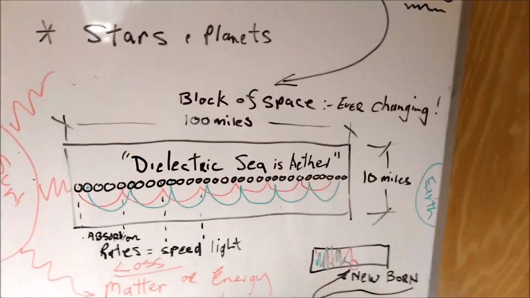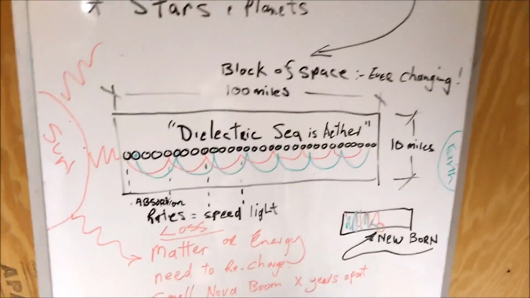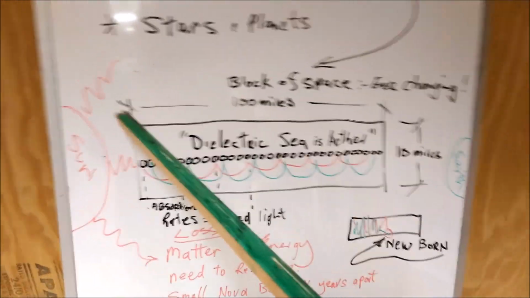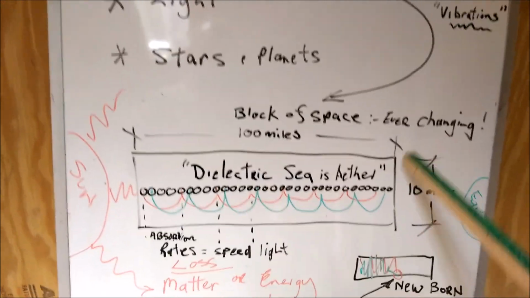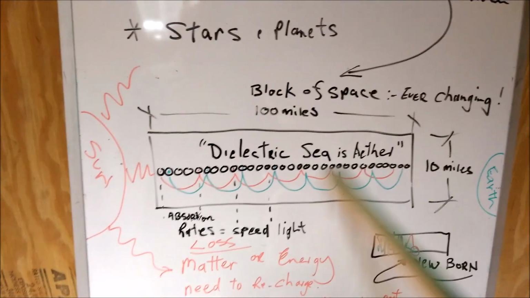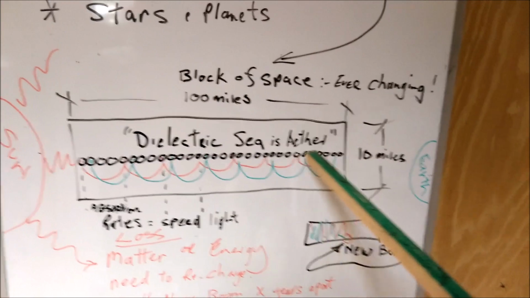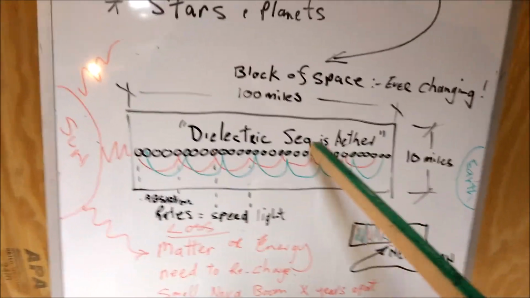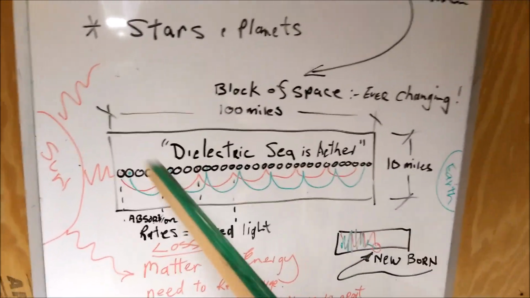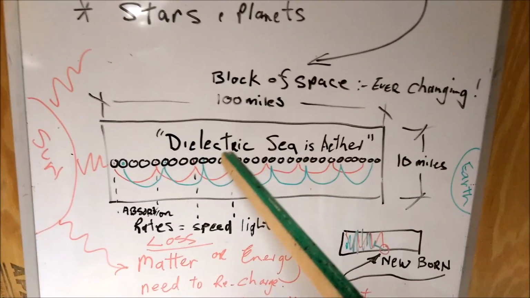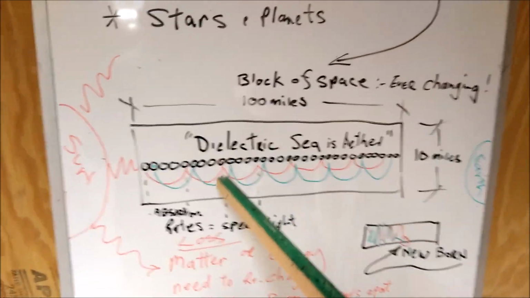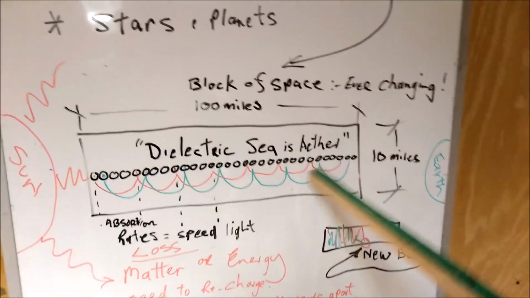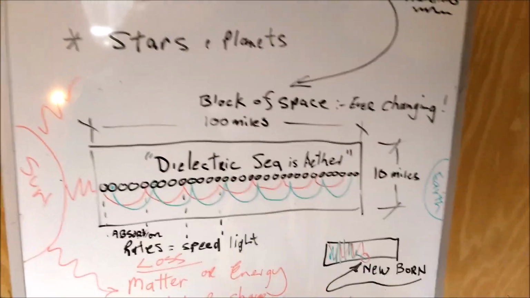I hope that makes sense. I'm a little bit all over the place because it's hard to explain. But just one more time, a block of space, 100 miles long, 10 miles wide, consists of a dielectric sea. If you look up the word dielectric, it means insulation. And insulation in regards to the magnetic frequencies that are going on, which are travelling up and down in this sea and creating other stuff as they travel.